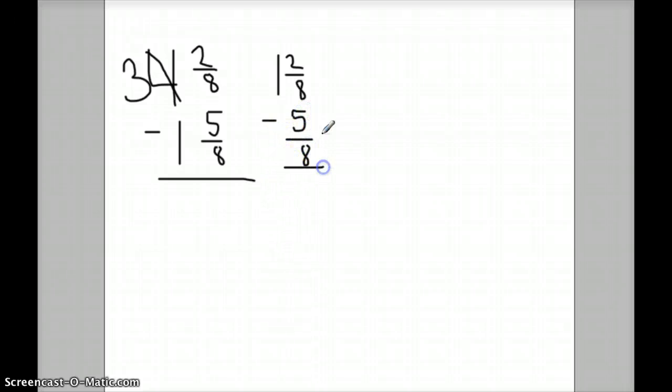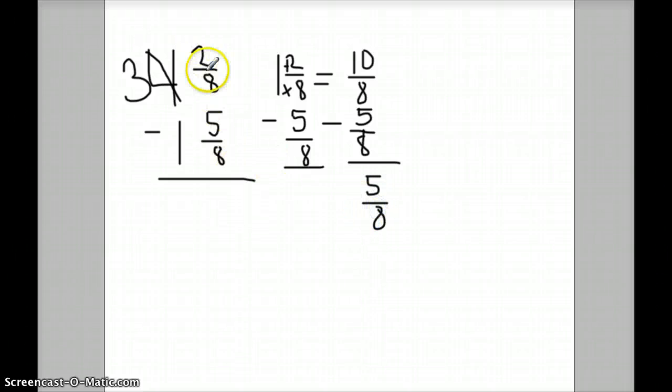Now when I'm doing this, I have to make it into an improper fraction for me to be able to subtract 5/8. So I do 8 times 1, which is 8, plus 2 gets me 10, which is 10/8. And then I subtract 5/8 from that 10/8, and that gets me 5/8. Now that I'm done with subtracting my fractions, I can move on to my other kind of problem, which is my whole numbers, and I subtract those. So I get 3 minus 1, which gets me 2. So I have 2 and 5/8 as my answer.